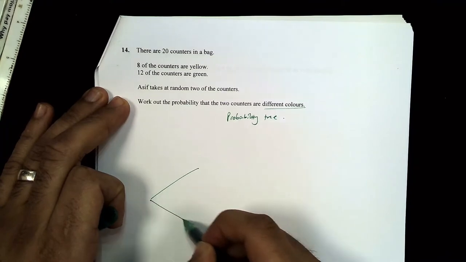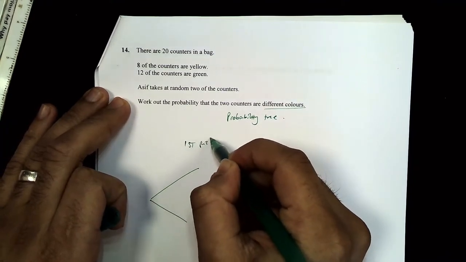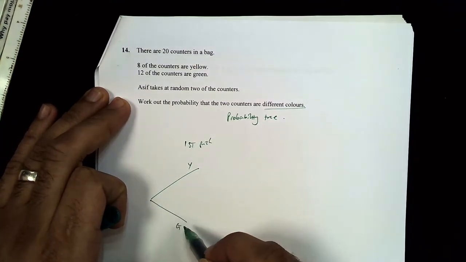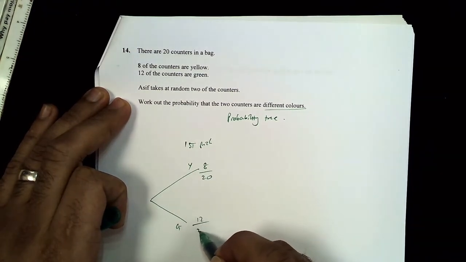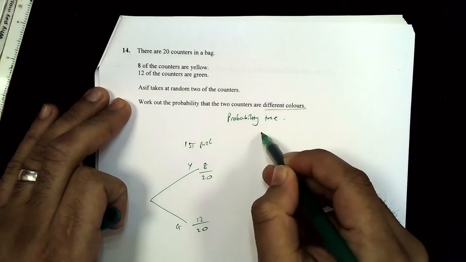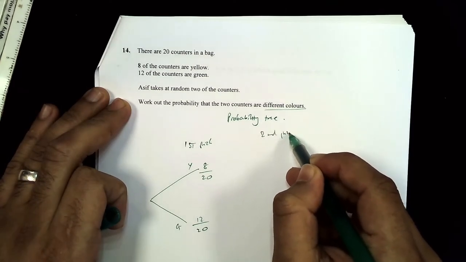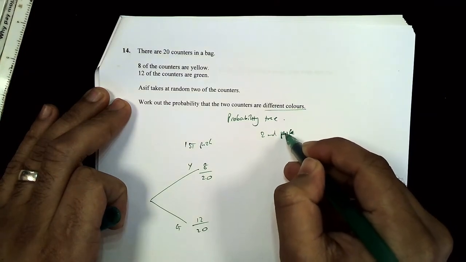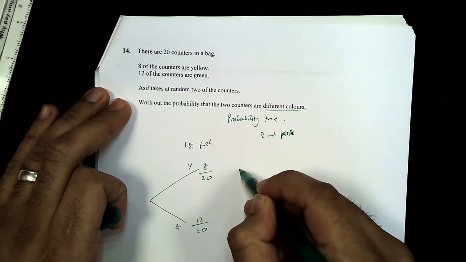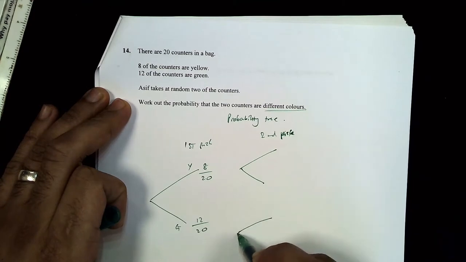So first pick, you can get a yellow or you can get a green. 8 out of 20 versus 12 out of 20, 20 altogether. Now second pick, if I could spell, that would be good. Second pick is going to be, you've got a second pick here and a second pick here.